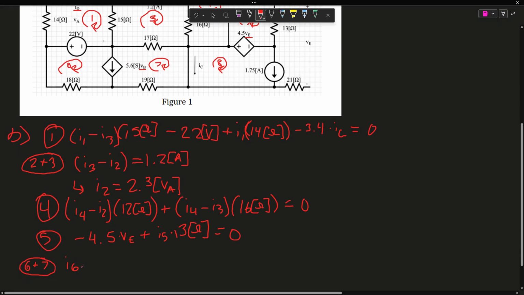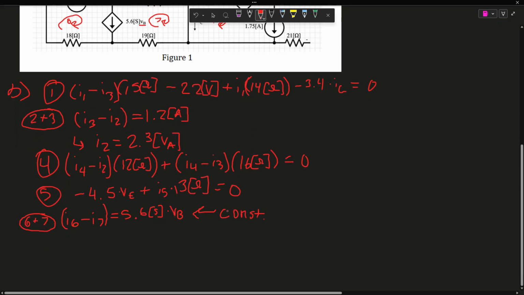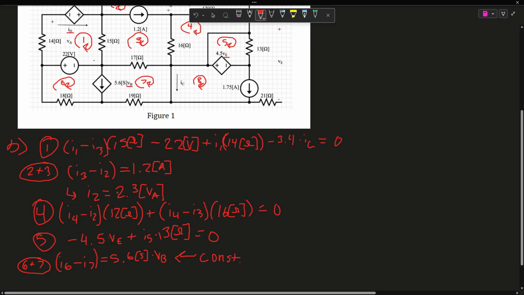So let's write that. I6 minus I7 is equal to 5.6 S times VB. Now, for this, we also have to write a constraint. I guess this is actually our constraint, so we can just write a constraint there. And our actual equation is going to look like this.